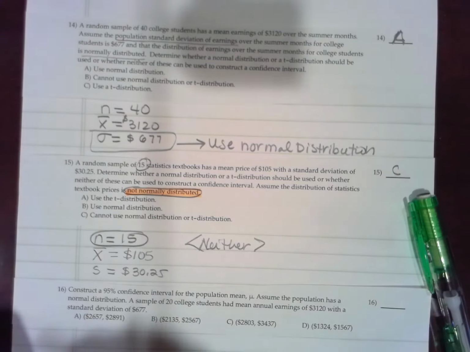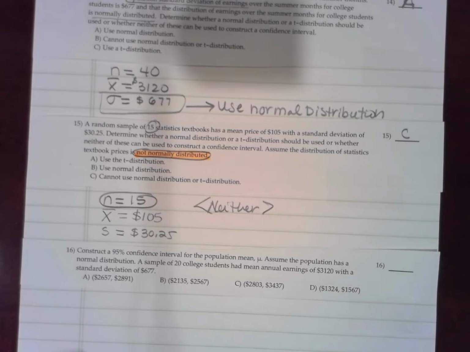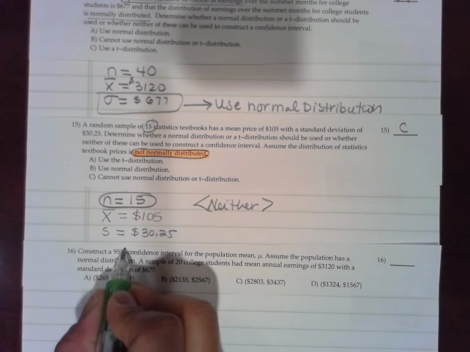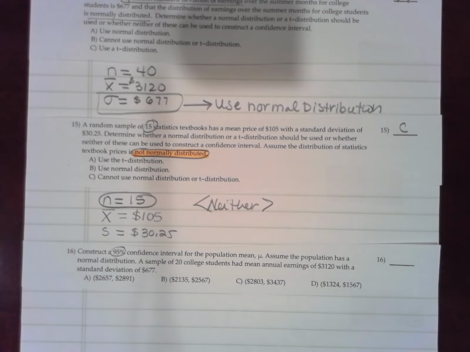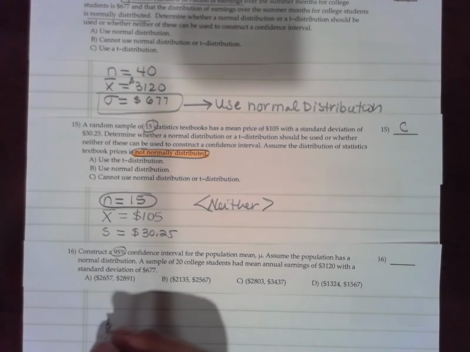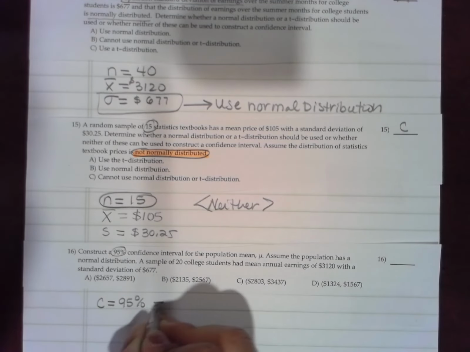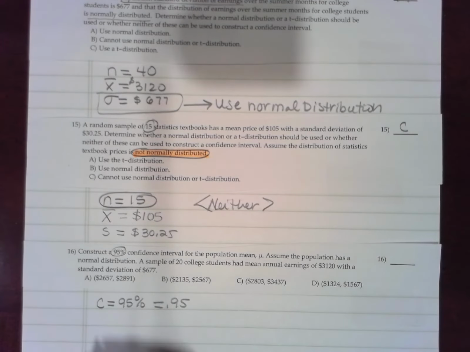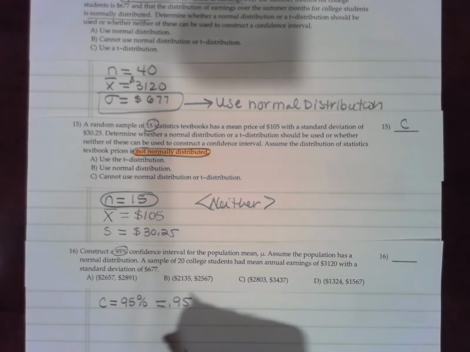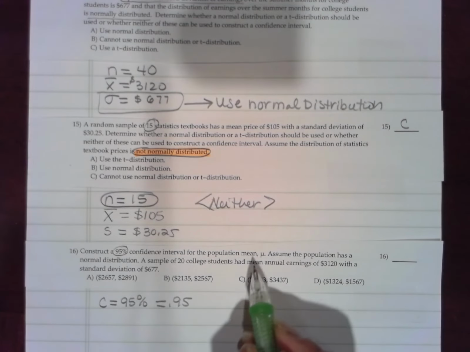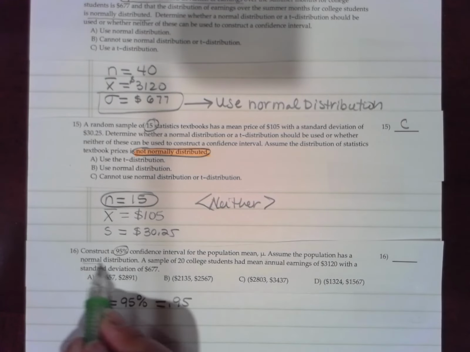So the last question for section 6.2, they're asking us to construct a 95% confidence interval for the population mean. Assume the population has a normal distribution. So the confidence is 95%, that is equal to 0.95. I know I'm in section 6.2, so I'll keep reading, but this will mean that I need to find the t-value.